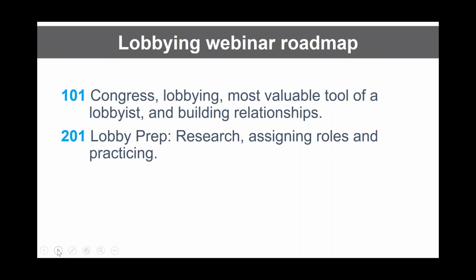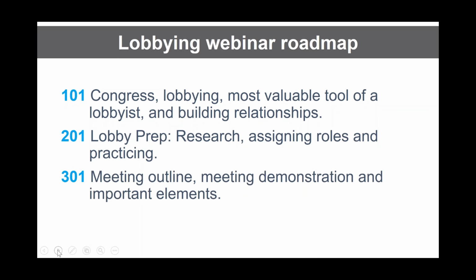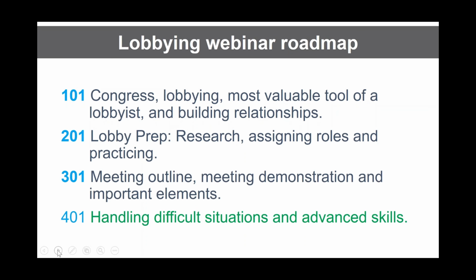In 201, we talked about preparing yourself for a meeting with a member of Congress. We talked about the research you can do, the roles you can be assigned, and really the benefits of practicing. In Lobbying 301, which was last week, we talked about the meeting outline. We demonstrated a couple of meetings, and we talked about some really important meeting elements as well. So I would encourage everyone to go back and listen to that lesson. And then tonight, again, we're going to talk about handling difficult situations and some advanced lobbying skills.